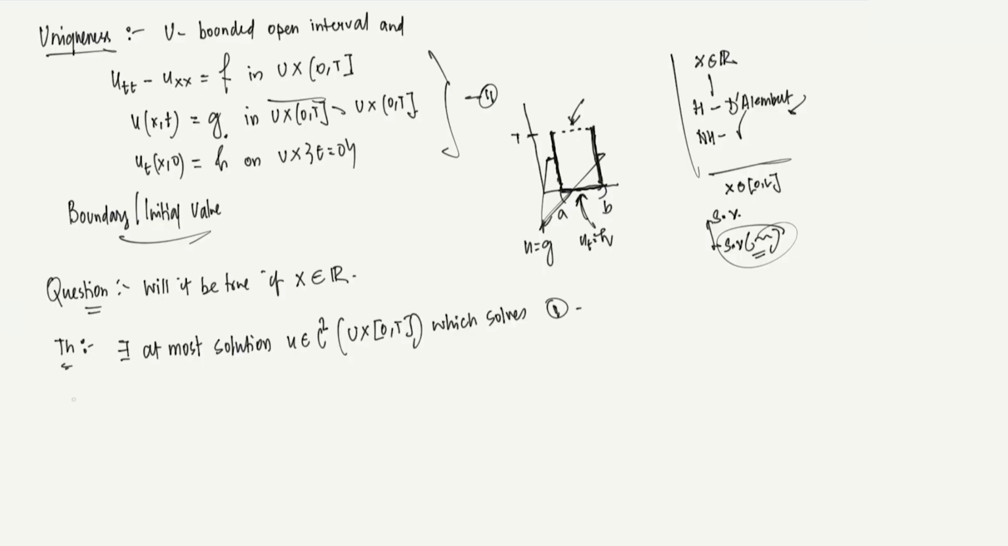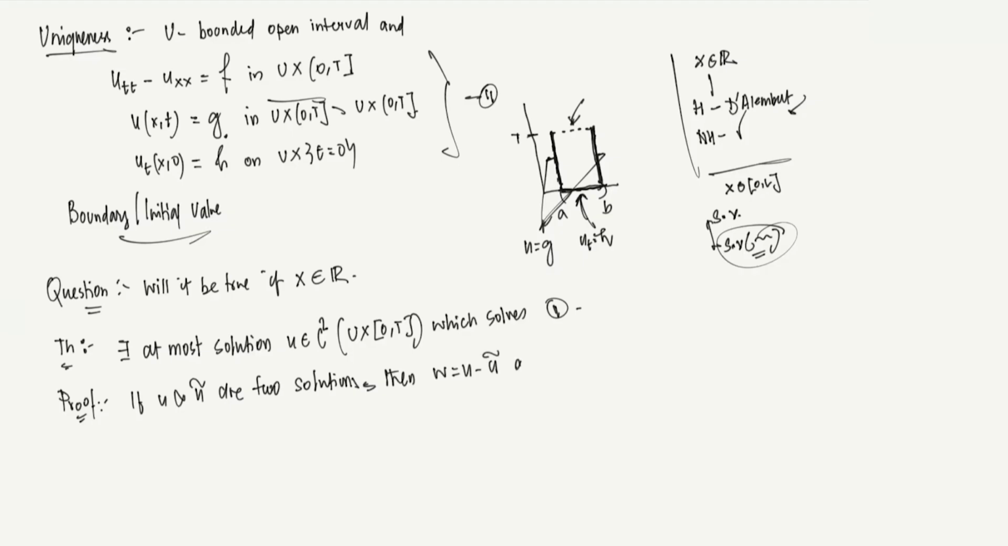Is it okay? So I will just give you a small proof of it, and then we are going to end this video. So what is the proof? Let's say there are two solutions, U and U tilde. If U and U tilde are two solutions, then W, we can define it to be U minus U tilde.